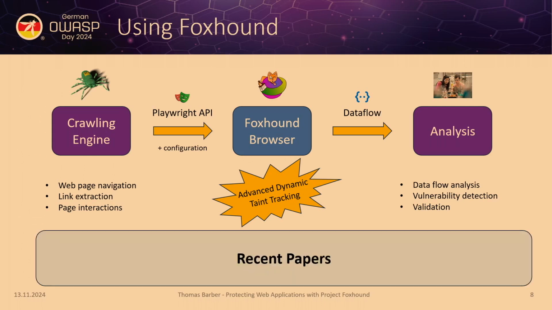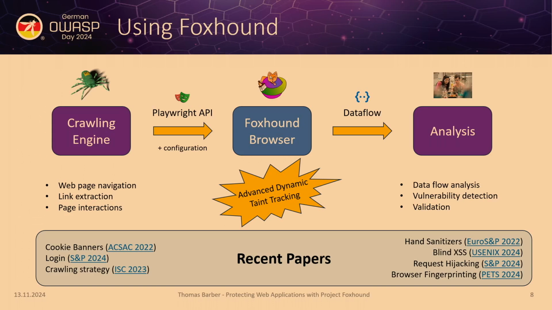And Foxhound has been used in this way in a number of recent papers on both sides of this spectrum. The ones related to the crawling engine are saying, we want to detect standard cross-site scripting. What happens before and after we accept cookies? What happens before and after we log into the site? And how does the crawling strategy affect our ability to detect XSS?